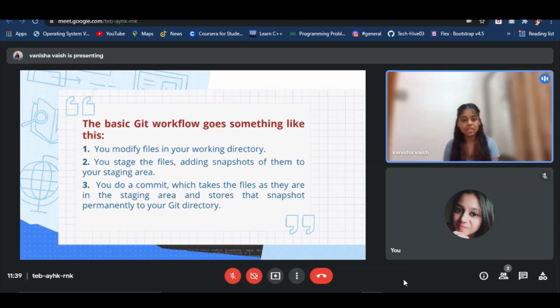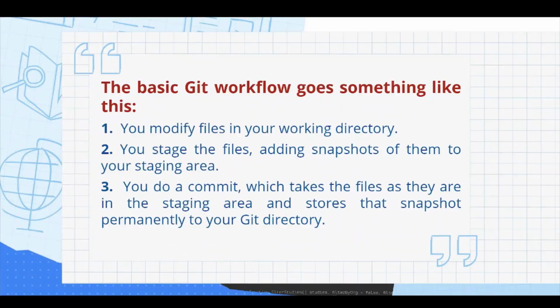Up till now in the session, we've learned about the Git workflow. The basic Git workflow goes something like this. You modify files in your working directory, you stage the files, adding snapshots of them to your staging area. You do a commit, which takes the files as they are in the staging area and stores that snapshot permanently to your Git directory. Now I'll be discussing few more commands that will be helpful in the staging area.